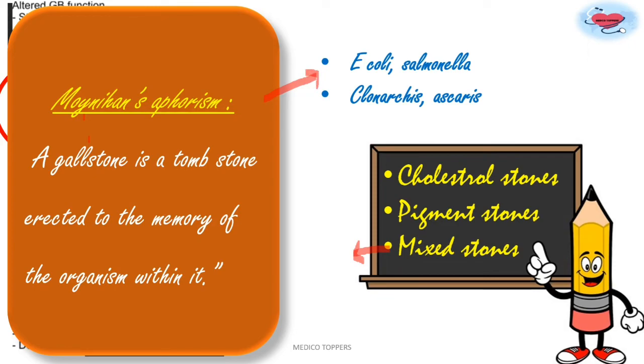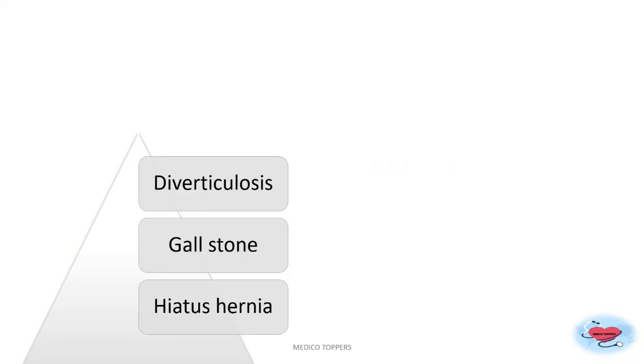Next, we have a triad in gallstone. Not only in gallstone, it's the same triad. It includes gallstones, diverticulosis of colon, and hiatus hernia. DGH. D is diverticulosis, G for gallstone, H for hiatus hernia. We can remember like this: her girls diverted by the saint. Her is hiatus, girls is gallstone, diverted is diverticulosis, by the saint is Saint's triad.